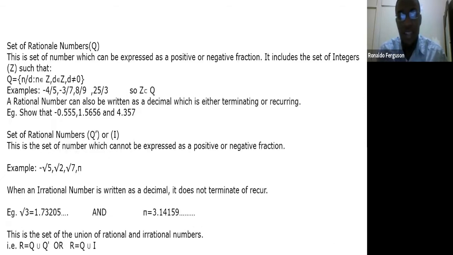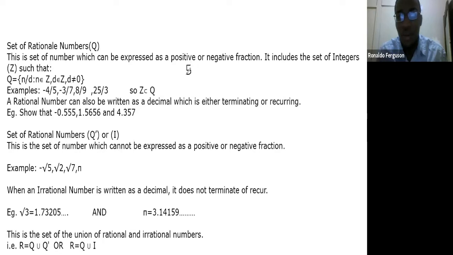The next thing is that we have what is known as the set of rational numbers. These are numbers that can be expressed as a positive or negative fraction. So once you think of a number that is a fraction, it's a rational number. Rational numbers are denoted by the letter Q. So for example, right here we have negative 4 over 5, negative 3 over 7, 8 over 9, 25 over 3. These are all rational numbers, as long as it can be expressed as a fraction.